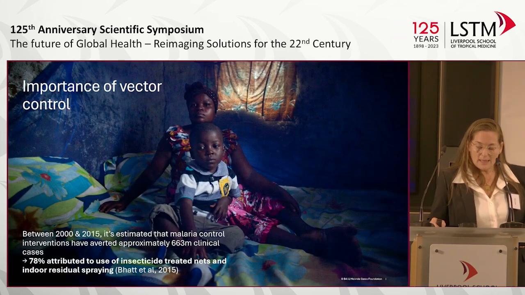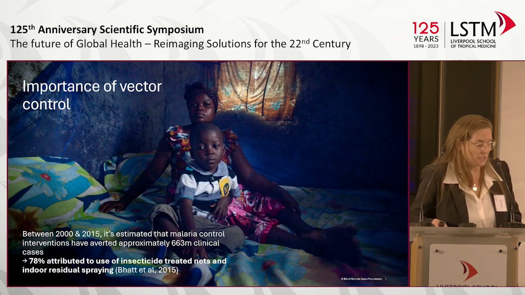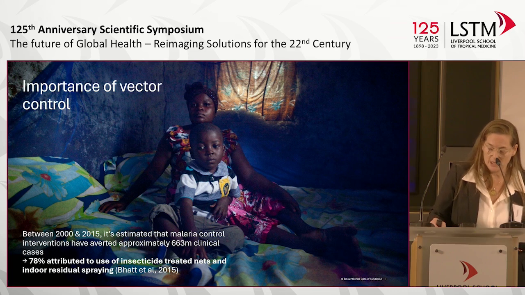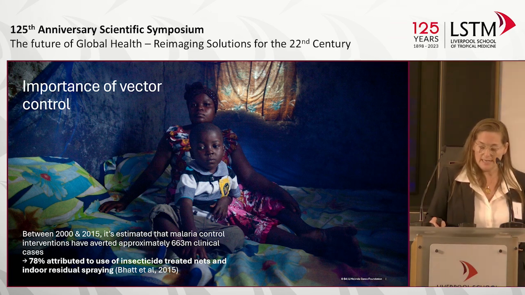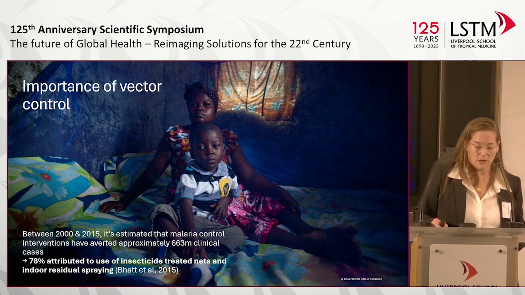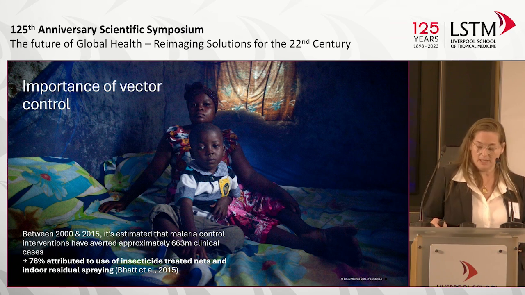It's well accepted now that vector control plays a critical role in the malaria eradication agenda. We've seen a massive scale-up of vector control tools, namely bed nets and indoor residual spraying, since the early 2000s, which have largely contributed to the gains that we've seen in malaria over that period.